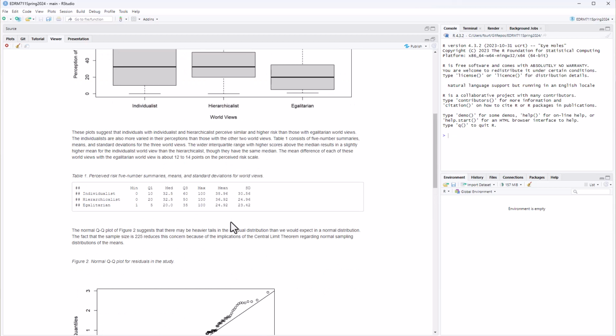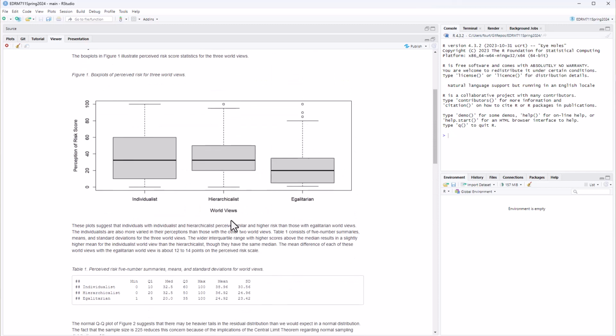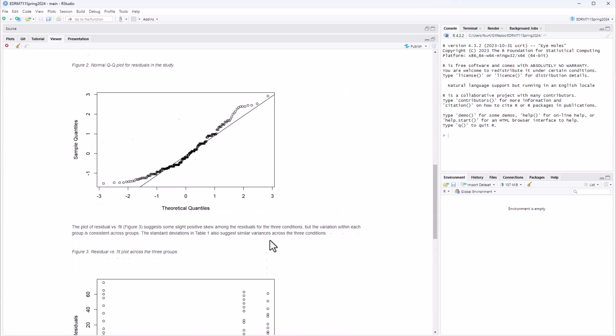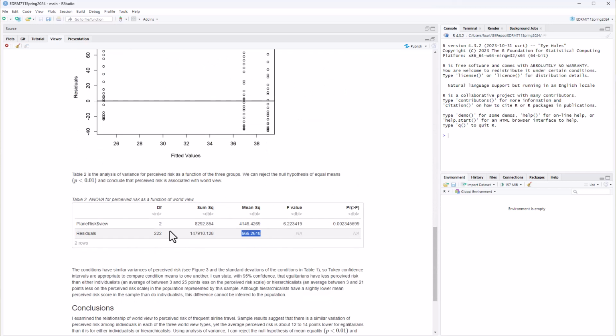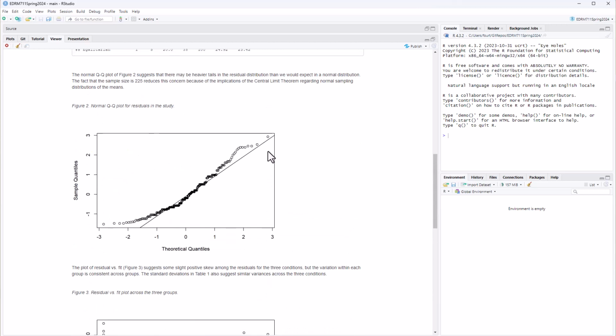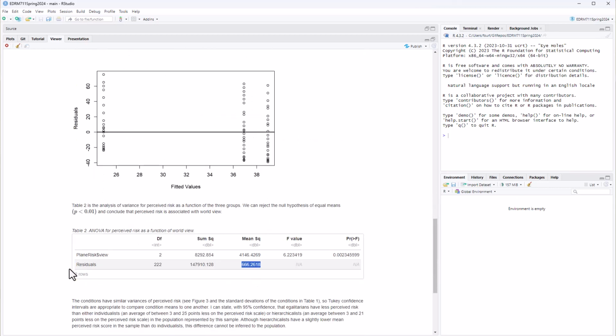But in this particular case, given the sample size that I have here, I forget exactly what the sample size was. I'm looking down here at my degrees of freedom. It appears the sample size was 225. I know because I have 222 plus 2 plus 1. So I have 225 is my sample size, which is fairly large. And so therefore my sampling distributions are going to be normal even if my original population scores are not normal.